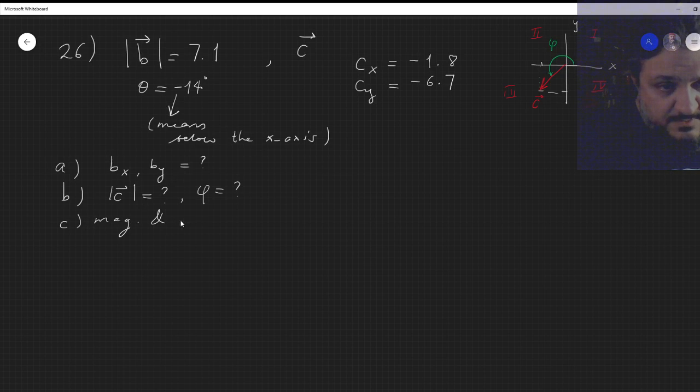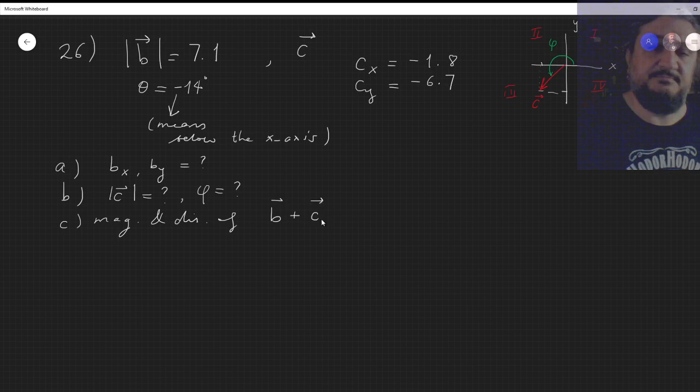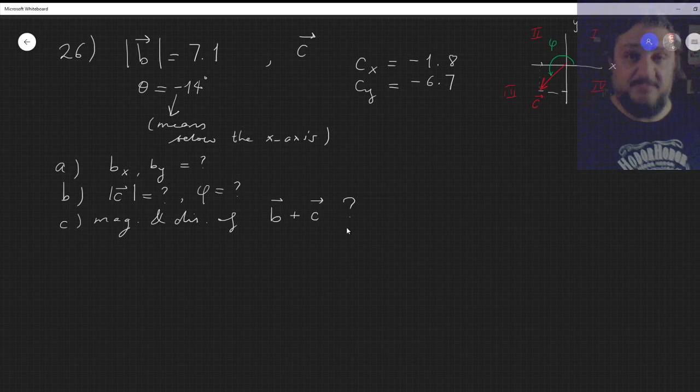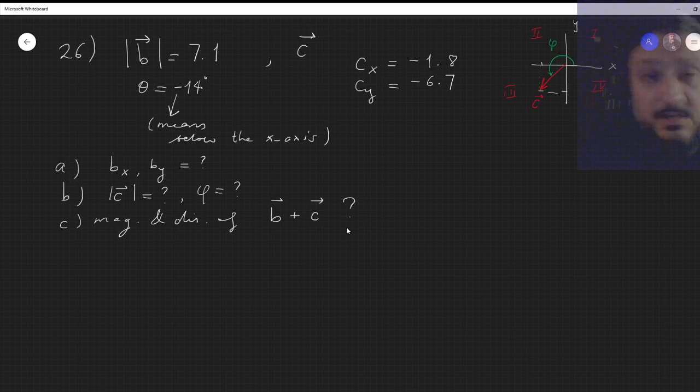Magnitude and direction of the third vector, which is found by adding B to C. What is the magnitude and what is the direction of this vector? We're going to use the component method. We're not using a protractor or graph paper or anything like that. We're just going to use the components.